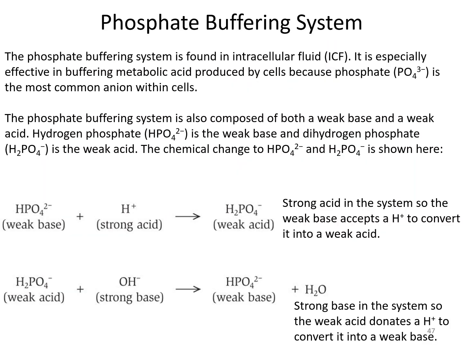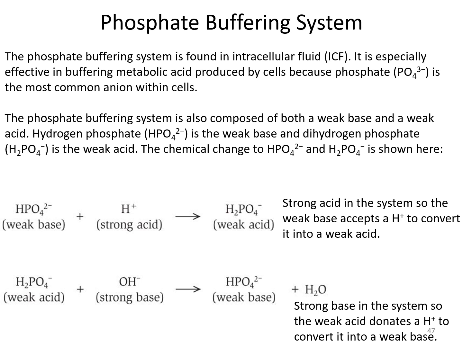So moving on, the next chemical buffering system is the phosphate buffering system. The phosphate buffering system is found primarily in the intracellular fluid, so within the cells. It's especially effective in buffering metabolic acid produced by the cells because that phosphate group, PO4 3-, is the most common anion that you have in the cells.